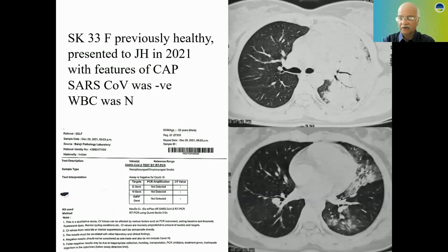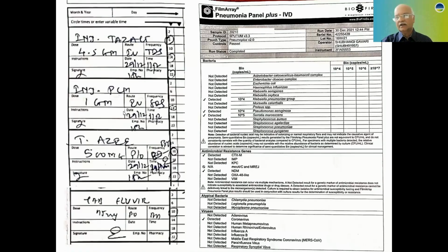Remember, that was the time when there was a lot of COVID or SARS-CoV-2 going on with features of CAP. And as you can see, there is a large consolidation there with the air bronchogram and so on. But the SARS-CoV-2 test was negative. Her WBC count was normal. So she was being treated by a physician with piptazo, with azithromycin, and also with oseltamivir. And this test was done for her.